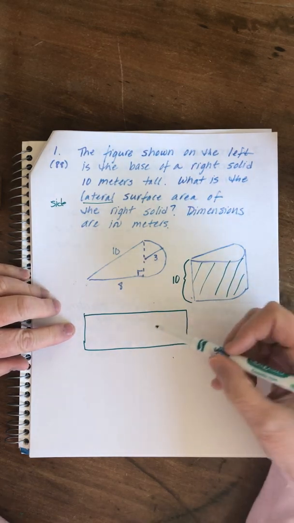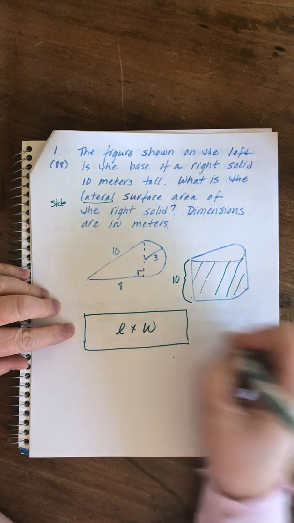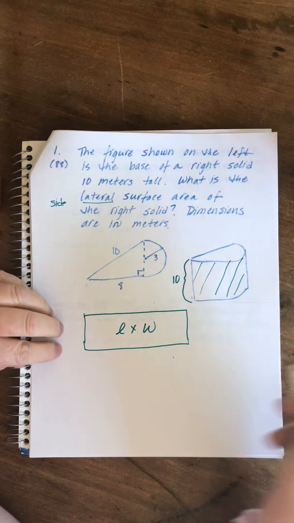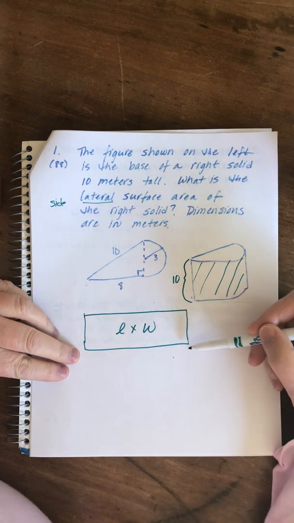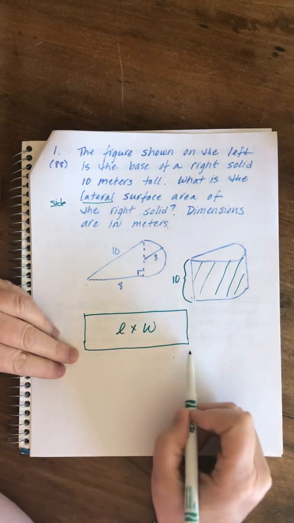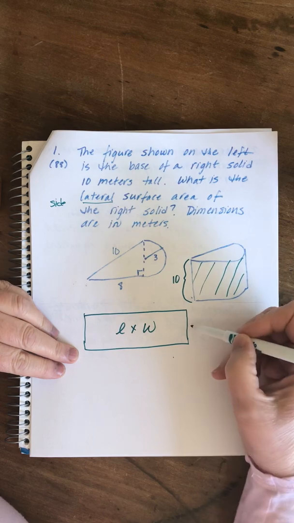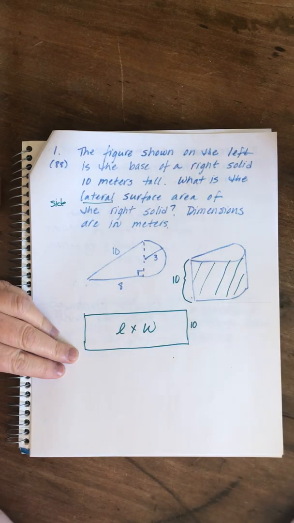Okay, the area of a rectangle is length times width. So I write down my formula inside the box because that helps me remember it's the area. So what we need to do is find the length, which is going to be down along here, and we need the width. It really doesn't matter which you call the length and which you call the width, as long as you recognize you need both sides of the rectangle. This is the easy part. It's 10 meters tall, so that's the dimension right there.